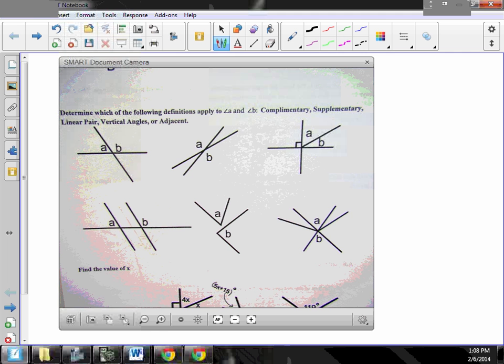All right, number 4, supplementary. Anything else? No, they're not adjacent, so they can't be linear pairs. And if you're supplementary, you can't be complementary. So, yeah. Fifth set: none of the above. They might be complementary, but I doubt it. They're certainly not supplementary, but it looks like B is really close to 90 degrees. And the last one, just vertical, nothing else.